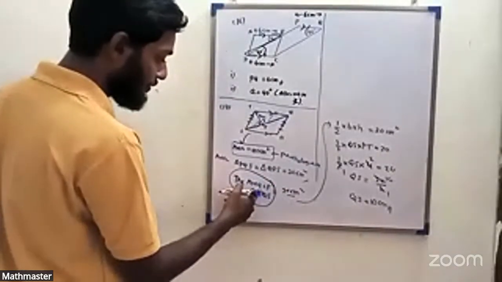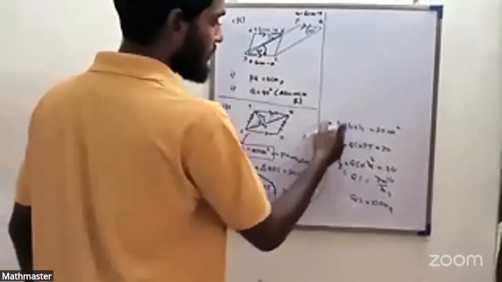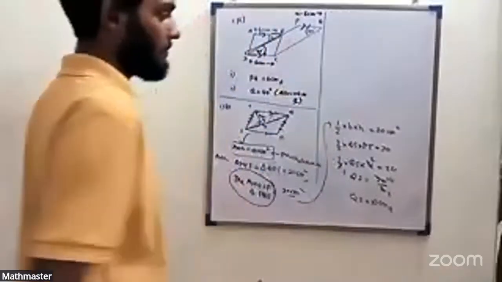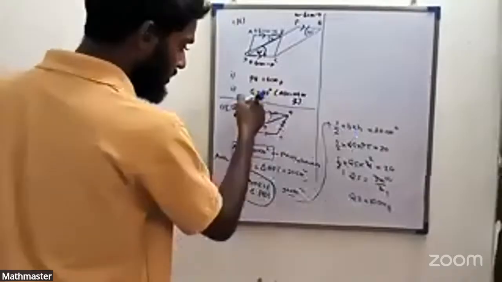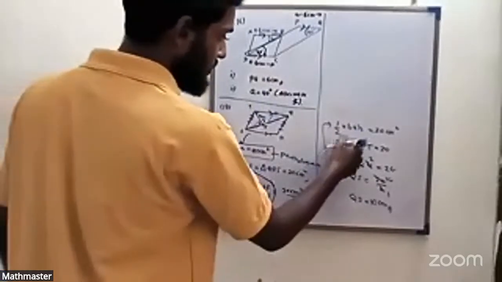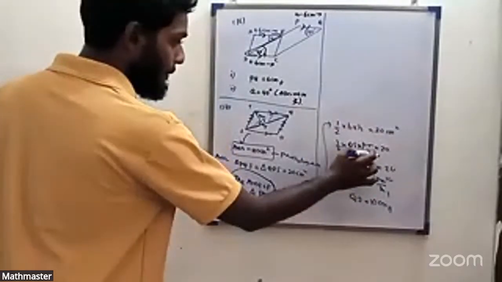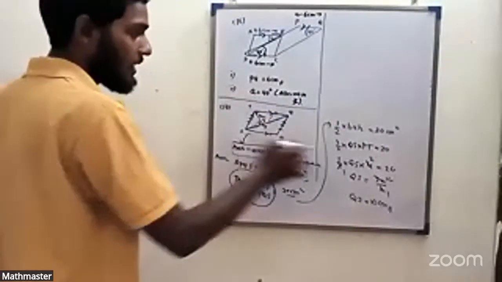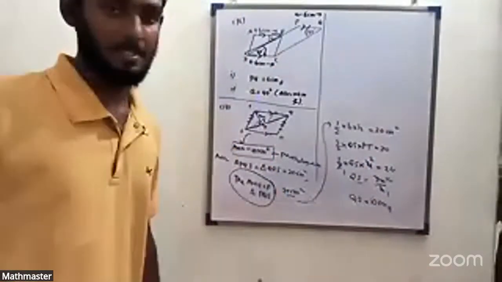Then you have to write the formula for this one. The area of a triangle is half times base times height. Half into base, base here is QS, height here is PT. Half into QS into PT equals 20. QS is what they ask. We don't know that. PT they have given as 4 centimeters. Then we can substitute and get the value for QS. QS equals 10 centimeters.